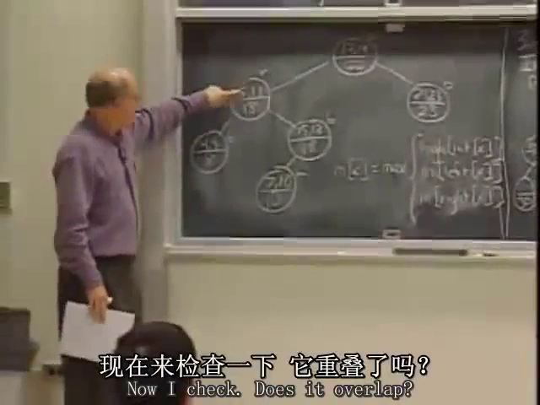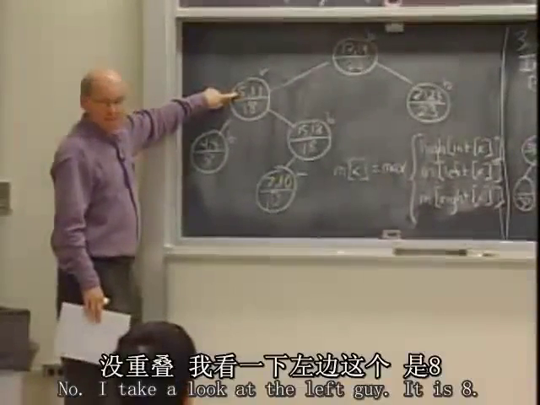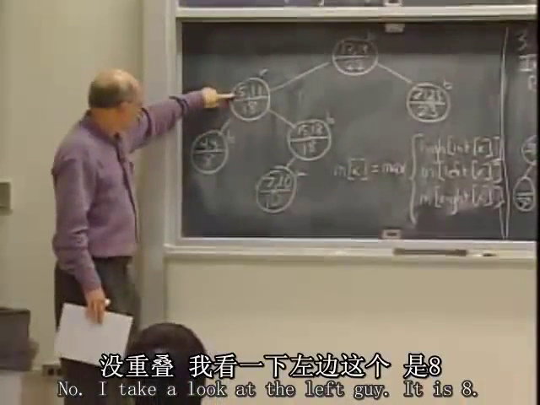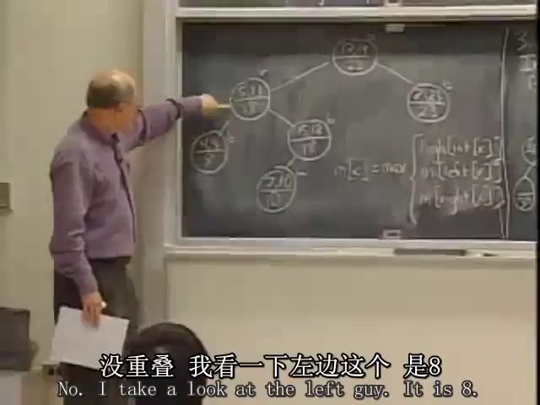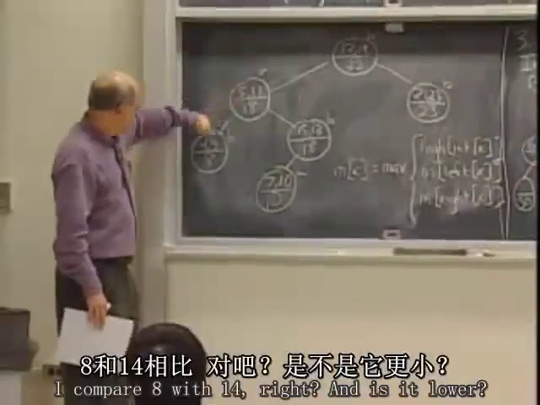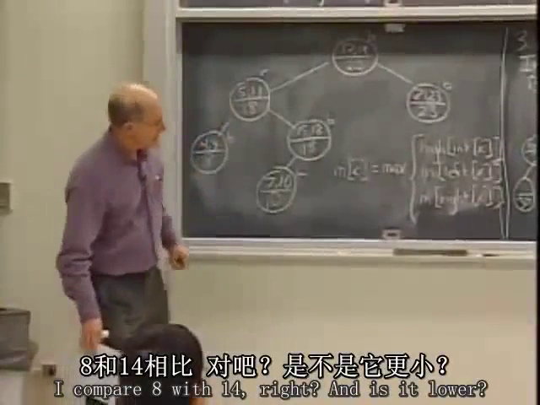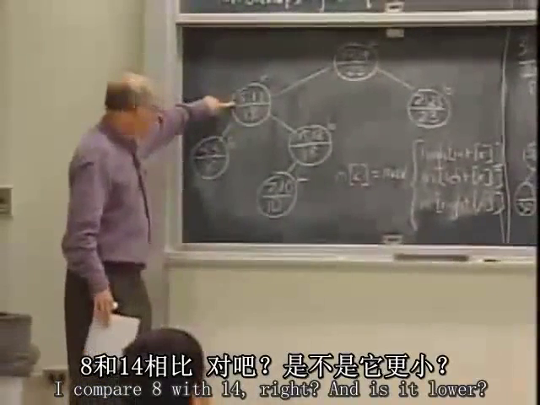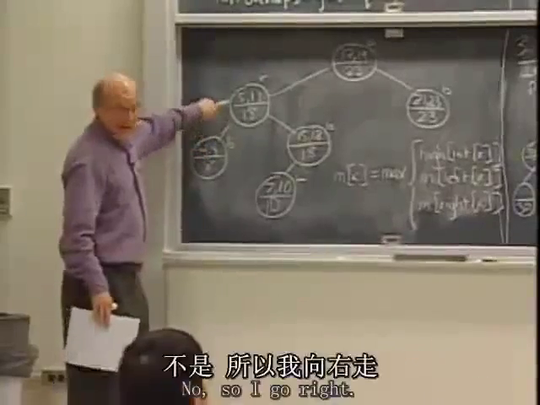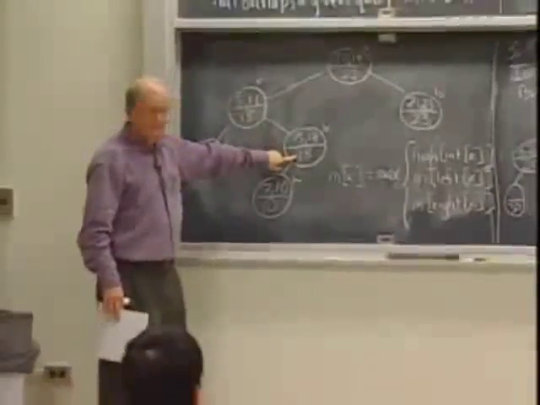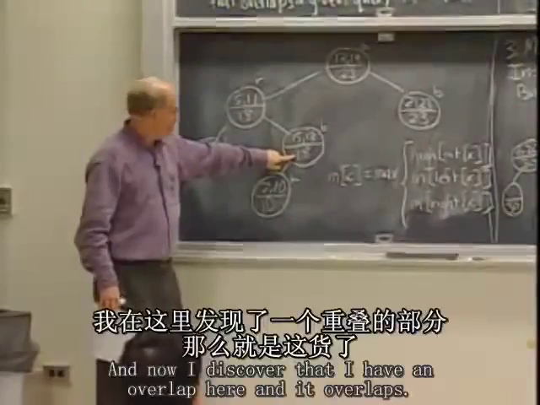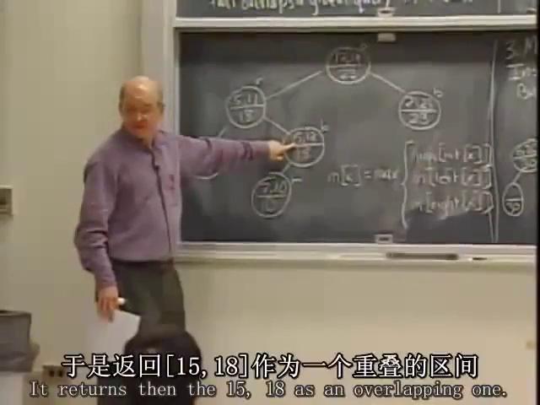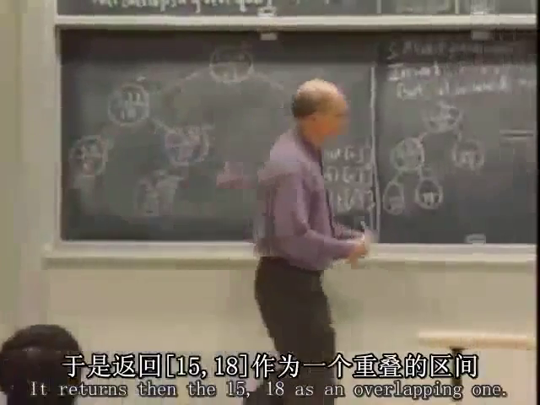Now I check. Does it overlap? No. I take a look at the left node. I compare 8 with 14, and is it lower? No. So I go right. Now I discover that I have an overlap here, so it returns 15, 18 as an overlapping interval.